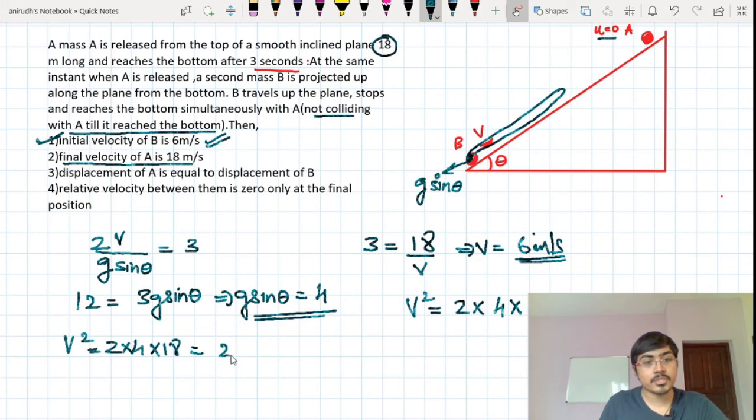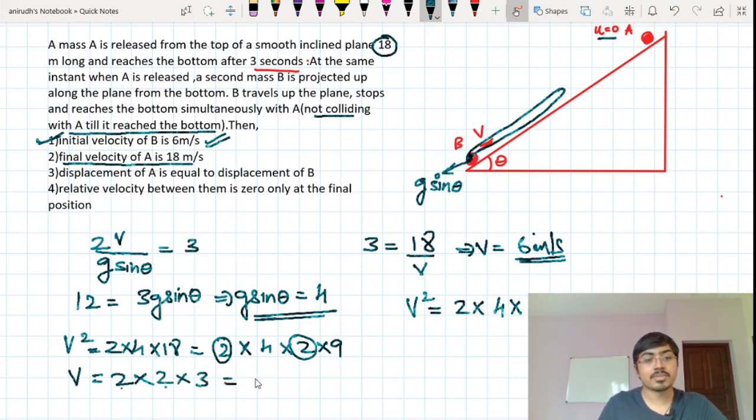I can write this as 2 into 4 into 2 into 9. So V is equal to, from this 2 and this 2 I can take a 2 outside, root of 4 is 2 and root of 9 is 3. So 3 2s are 6, 2 6s are 12 meter per second. But here they are saying it as 18. This is also a wrong statement.